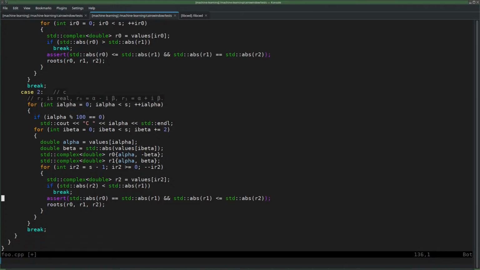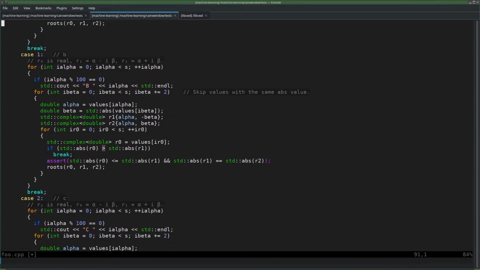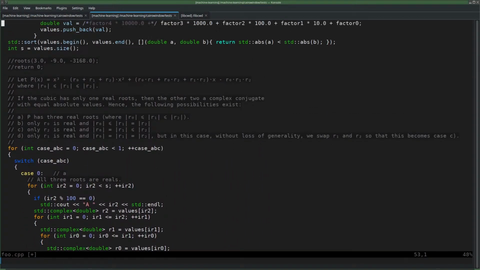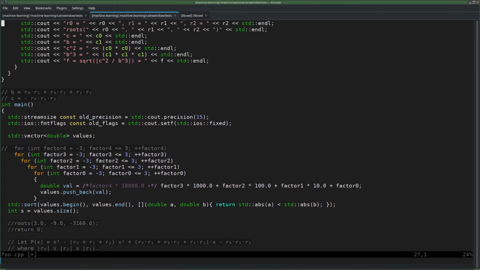And now, of course, we do the same thing here, but the other way around, because R0 must be less than or equal. So as soon as it is larger, then stop. This generates all possible cubics with roots from this palette of values stored in values. I can add this one also, but then it becomes much slower. Even this is already slow, unfortunately.